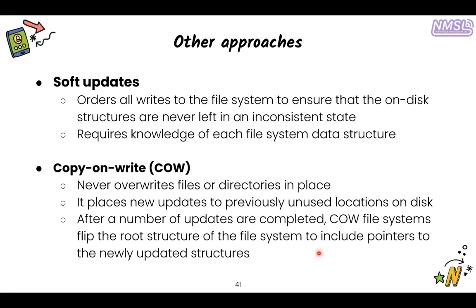Second one is called copy on write. This never overwrites files or directories in place. Instead, it places new updates in previously unused locations on disk. And after a number of updates are completed, COW file systems flip the root structure of the file system to include pointers to the newly updated structures.